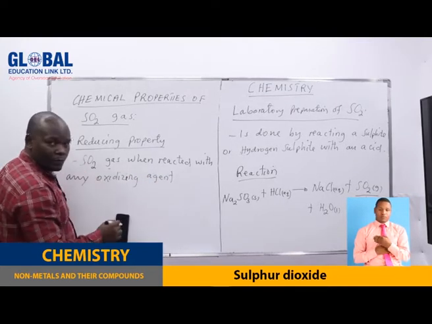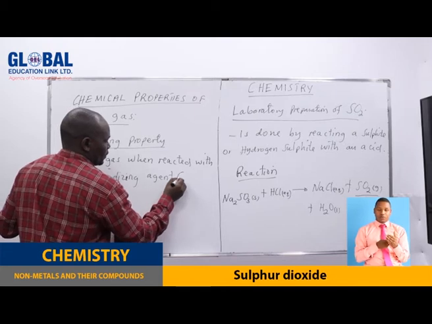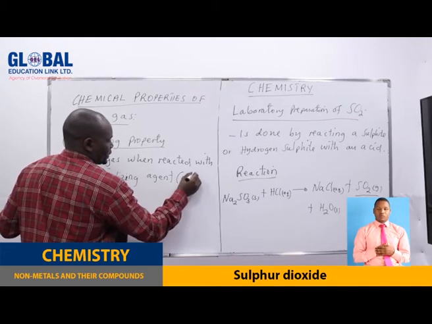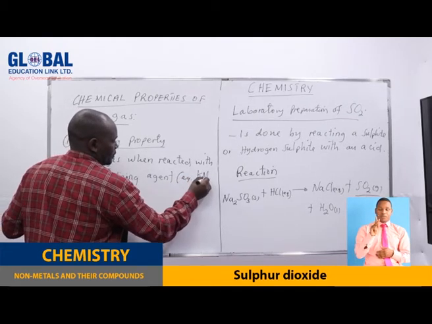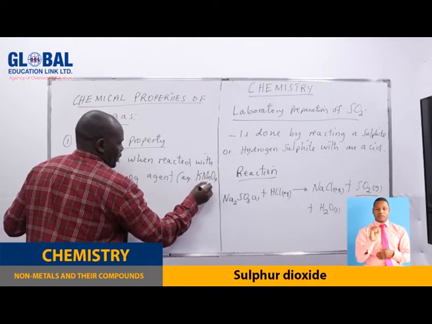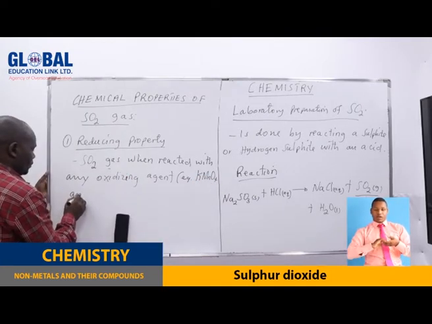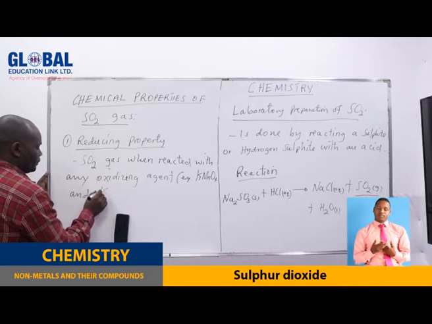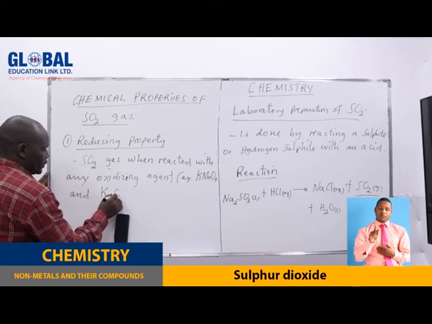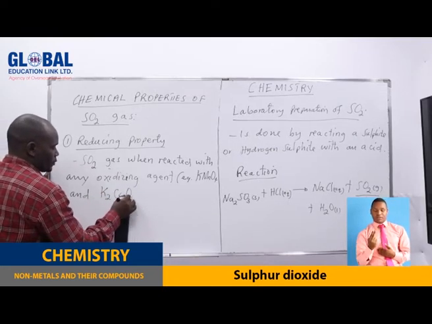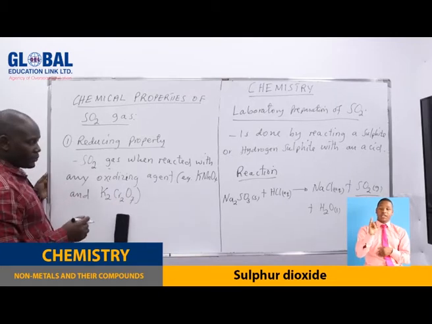here taking an example of potassium permanganate and the potassium dichromate. These are very common oxidizing agents used in the laboratory.